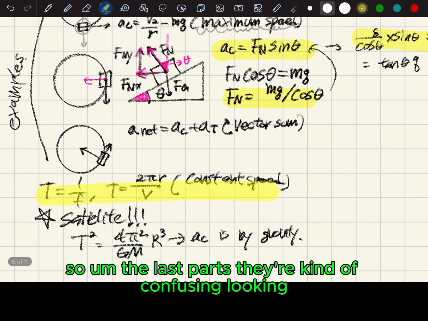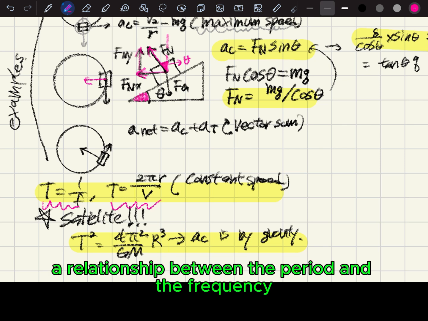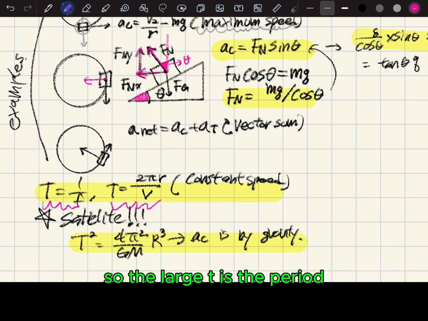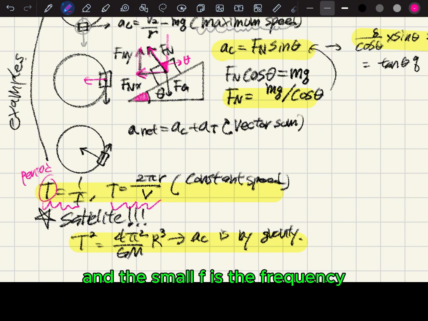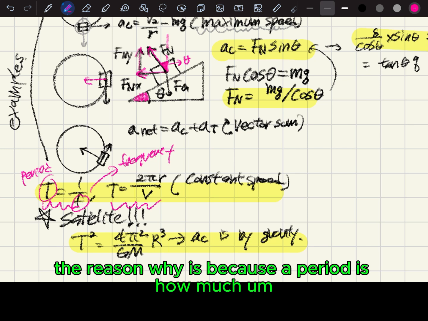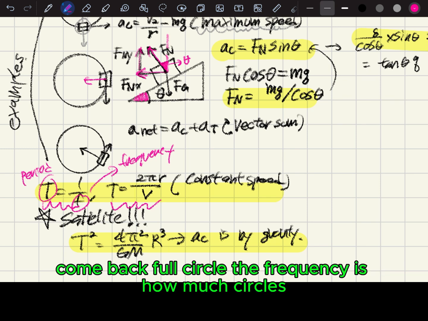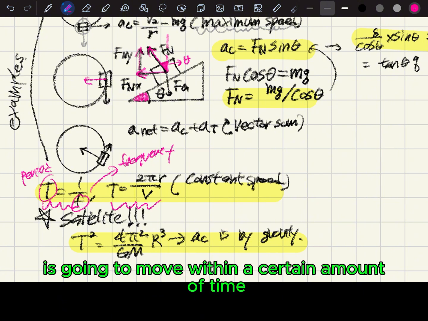The last parts, they're kind of confusing looking. They're actually pretty simple. Basically, this is describing a relationship between the period and the frequency. The large T is the period, and the small f is the frequency. It's an inverse relationship. The reason why is because a period is how much time is needed for an object to come back full circle. The frequency is how many circles an object is going to move within a certain amount of time.